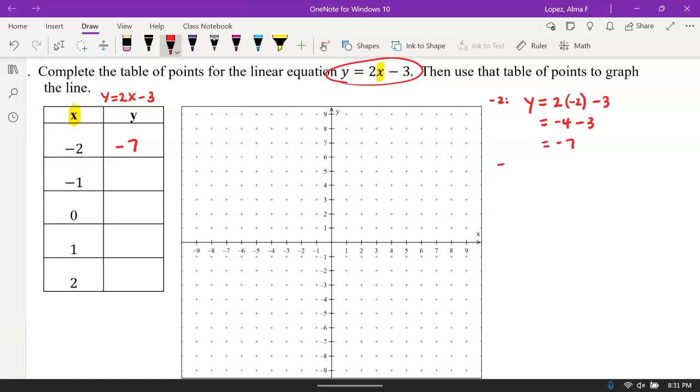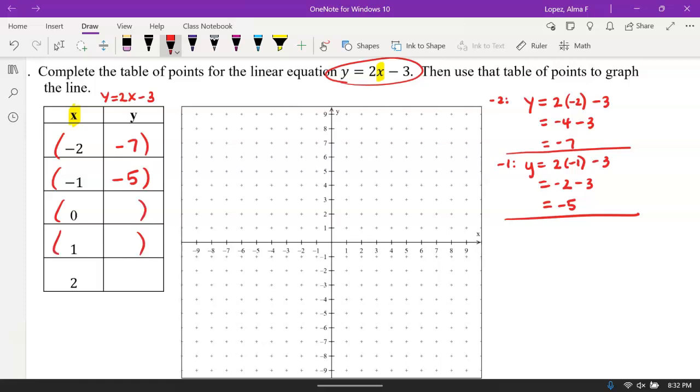Let's plug in a -1. y equals 2 times -1 minus 3. 2 times -1 is -2 minus 3, so my y value is -5 to finish that point. See, what we're doing is finishing off each one of these points. We'll be able to plot them and plot the equation of the line. You really only need 2 points when you're plotting the equation of a line, but doing 3, 4, or 5 actually gives you more security that you got it correct.